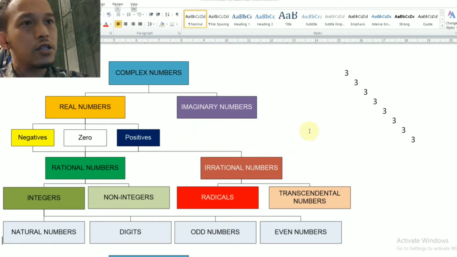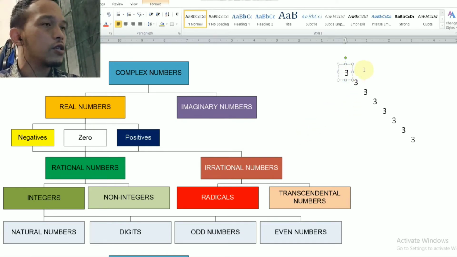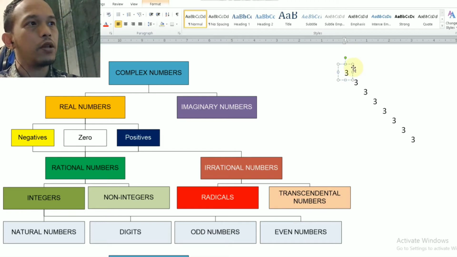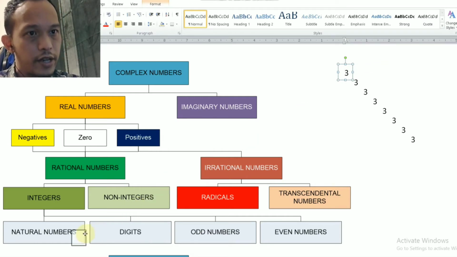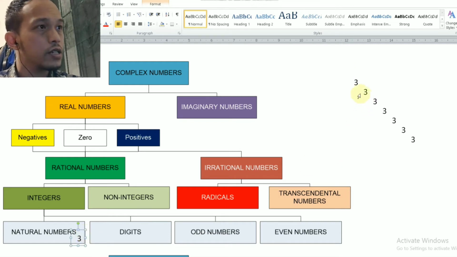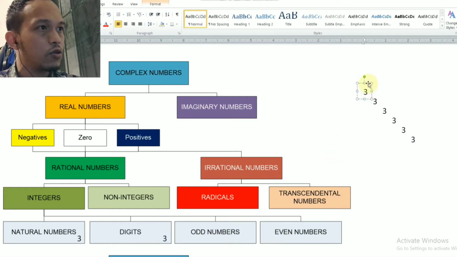So I will give you an example of how to use it. Let's use 3 as the first example. 3 as a number, based on the definition, is a natural number. Yes, it belongs to the natural numbers. It also belongs to the digits. Yes, and it is an odd number, not an even number.